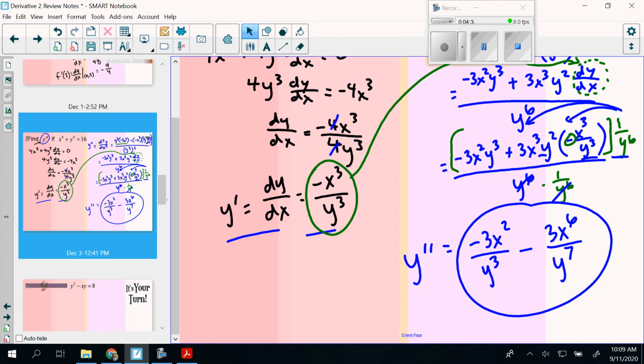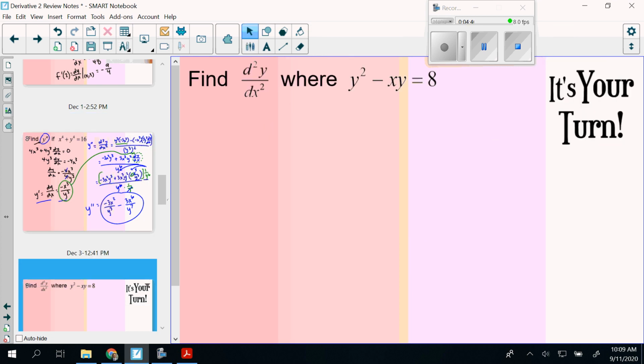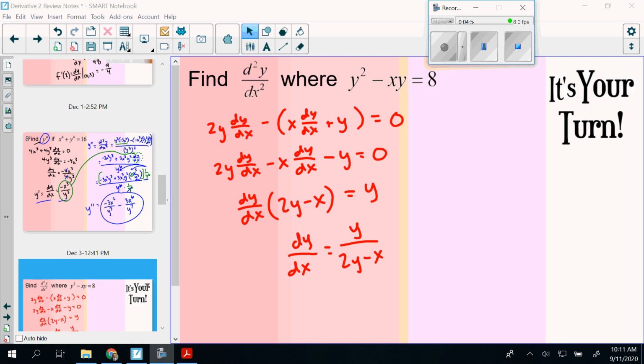All right, I want you to attempt this one again. This is notation for second derivative. Pause it, get as far as you can, and then hit play and see where you're at with that. All right, let's check and see where you're at.